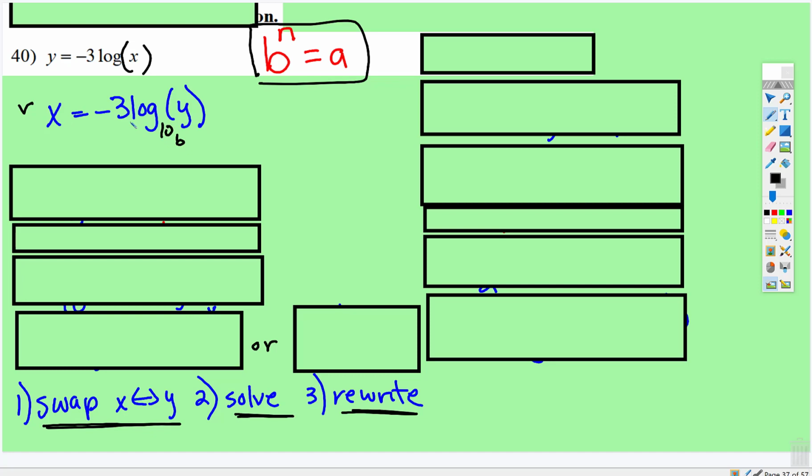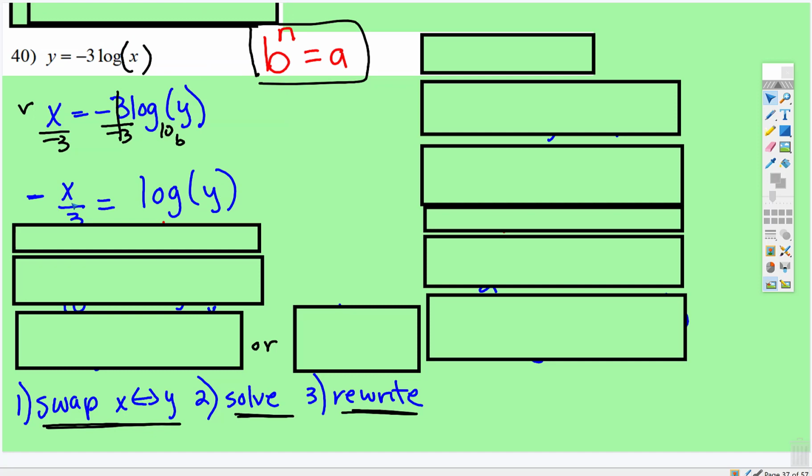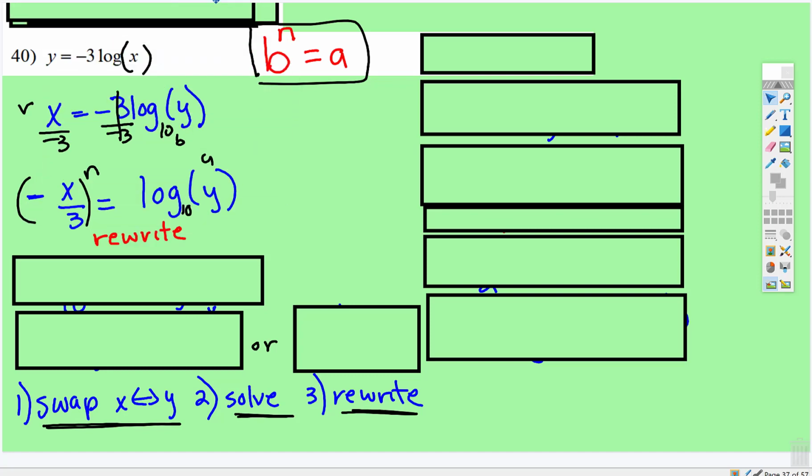Oh, wait. Before we do that, we have this attached -3. So we're going to divide both sides by -3, leaving -x/3. And then what we have is log base 10. Here's our b. This phrase is our n. This is our a. And we're going to rewrite it just like that.